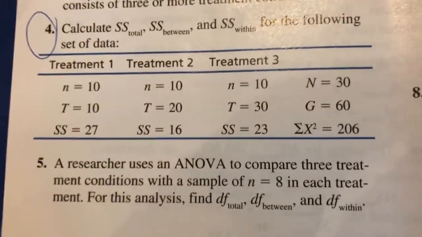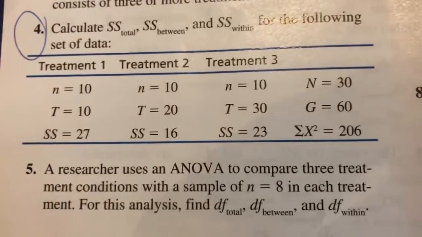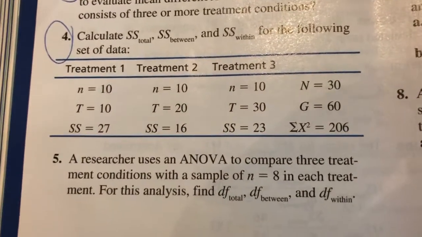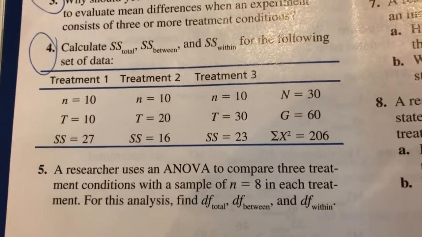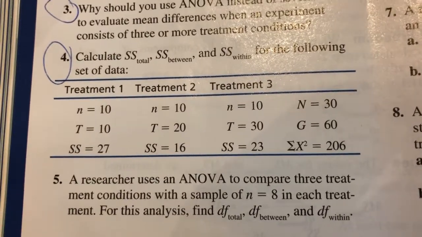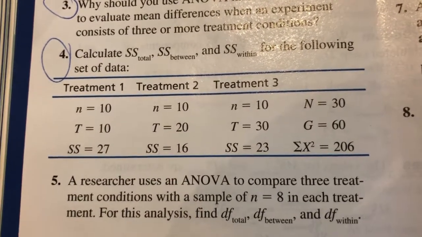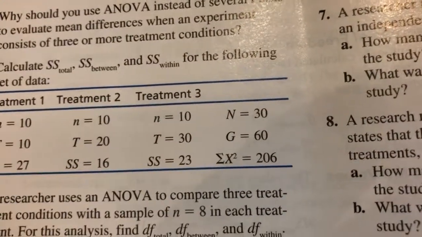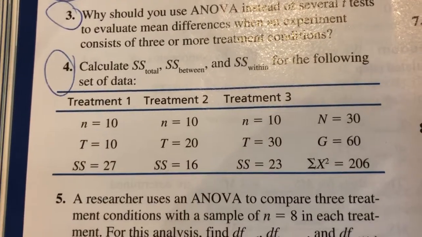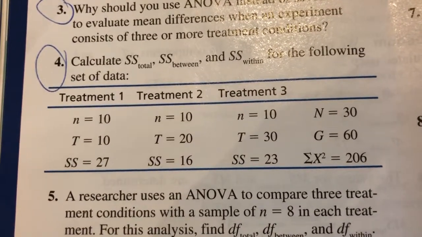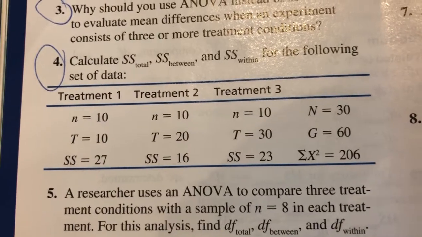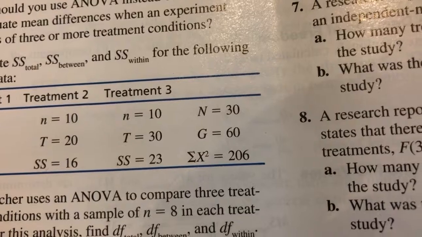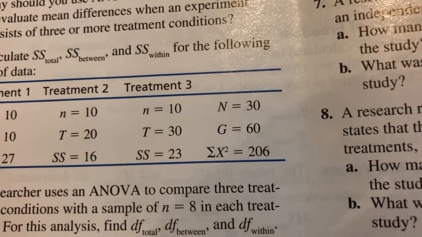The T is our total of X. Why they call it capital T, I forget. Maybe because T for treatment. But anyway, the total of all the n's added up to 10, added up to 20, and then added up to 30 in the third treatment. And then G over here is the total of all those. It's like your grand total. And then your sum of squares for treatment 1 is 27, sum of squares is 16 for 2, and 23 for 3. And then they've already calculated a formula here. The sum of x squared is 206.